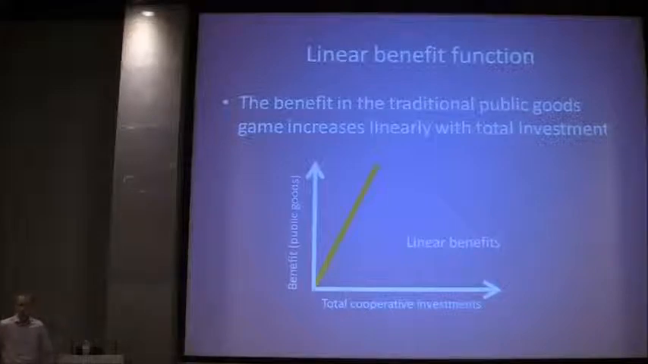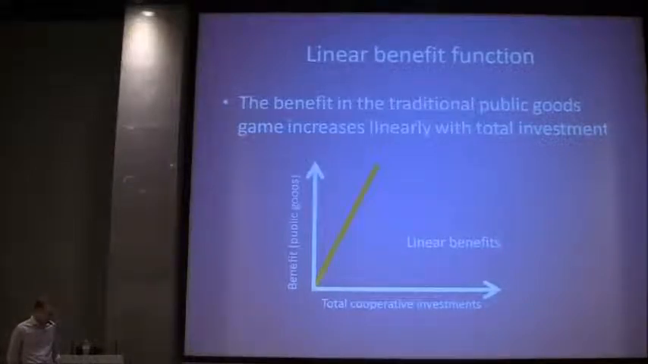So how can we then model this if we want to do it mathematically? Well, we can start by drawing a figure where on the horizontal axis we put the total cooperative investments of the group, and on the vertical axis we have the benefit or the public goods which is produced. And the traditional public goods game would simply be a straight line where the slope of the line equals this multiplication factor.